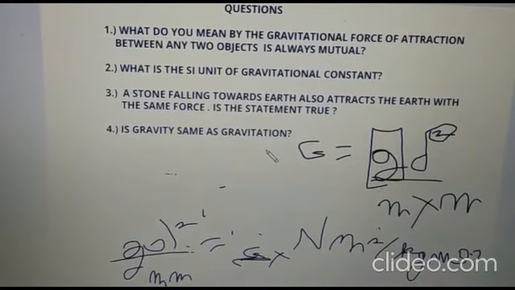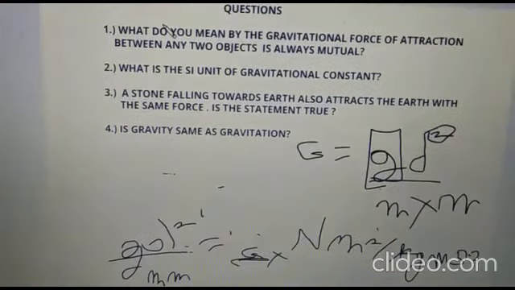Now, the fourth question: is gravity the same as gravitation? Okay, guys, think about it. They are a little bit different. Gravity is the amount of gravitation, how much gravitation makes gravity. The earth has gravity, this much gravity, and the force is the gravitation. So gravity is the count and gravitation is the force.